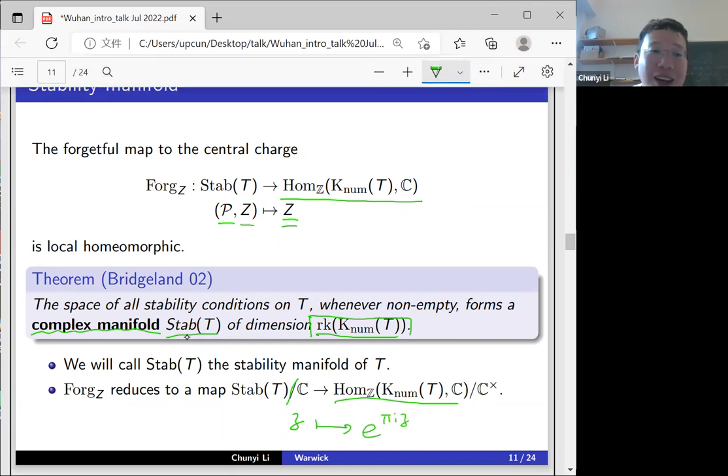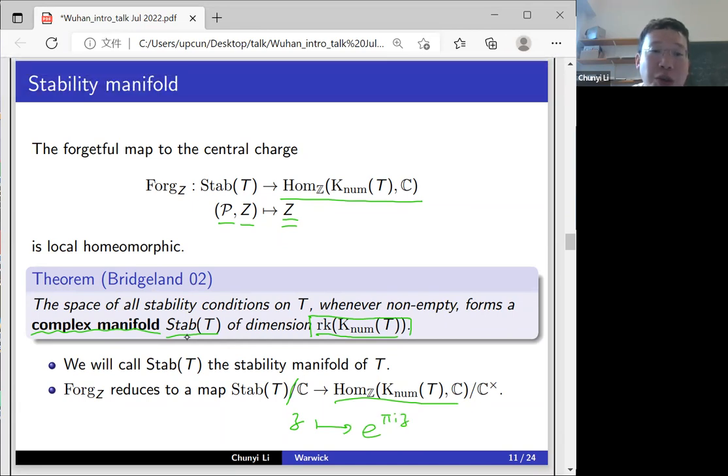So it's well defined, and this forgetful function reduces to a forgetful function on this quotient manifold. One thing I forgot to mention is that the C-star action is easy to check to be a free action. So when we are talking about the stability manifold, sometimes we secretly mean this quotient, and when we talk about the forgetful function, I also denote it by this forgetful. So in the rest of the talk, I'll probably use this without noting that.